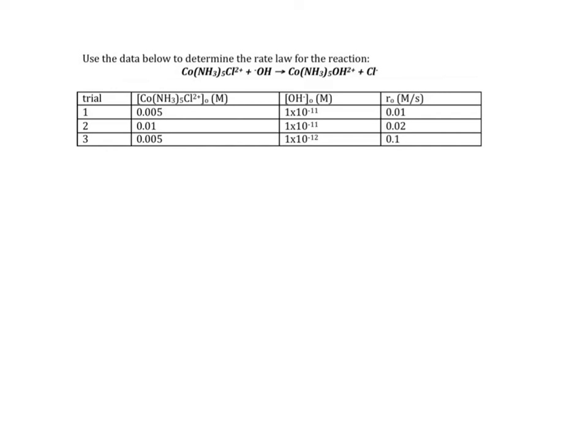In this typical initial rate analysis problem, we're trying to determine the rate law for this reaction, which includes two different reactants, this cobalt amine complex and OH minus. And we have a table that includes data from measuring initial rates of reaction, so R naught, initial rates of reaction. And remember that these are measured by getting the slope of the concentration versus time curves at 0 time.